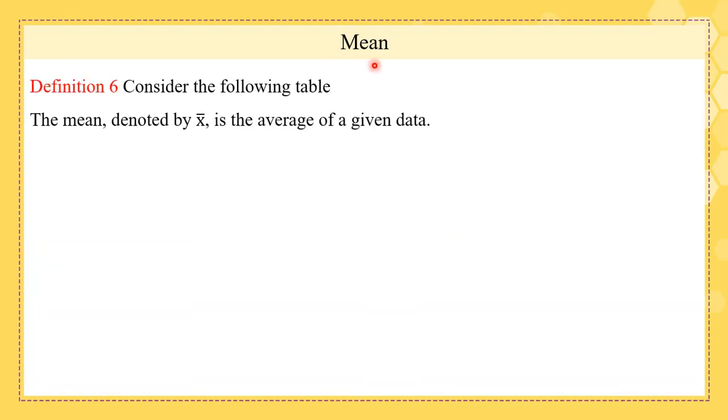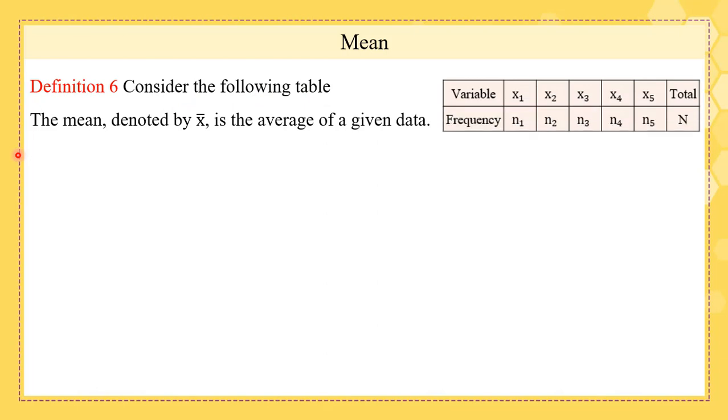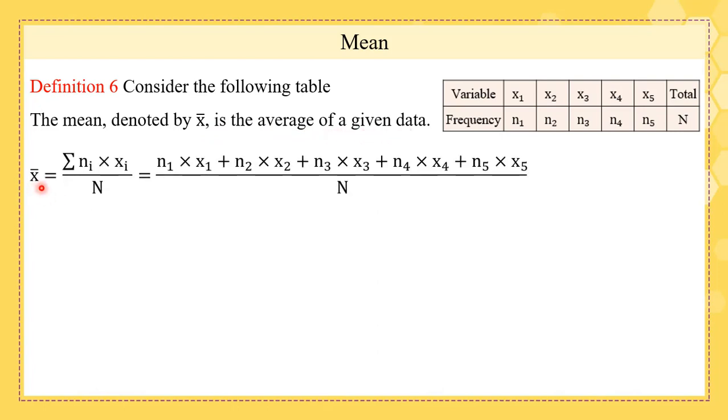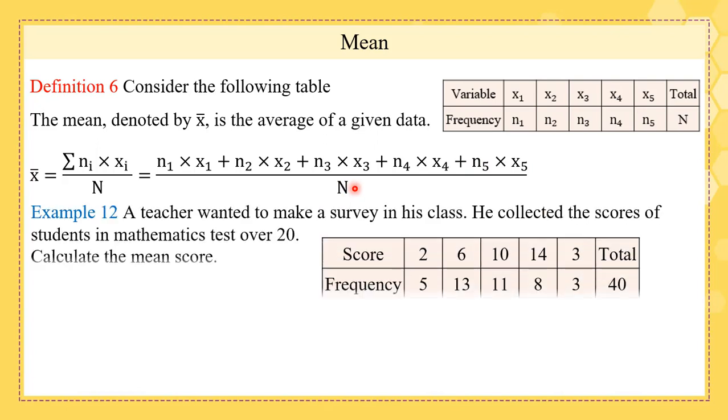Mean. Definition. Consider the following table. The mean denoted by x bar is the average of a given data. The formula is x bar equals the sum of ni xi over N, n1 times x1, n2 times x2, etc., and n5 times x5, over the total frequency, capital N.